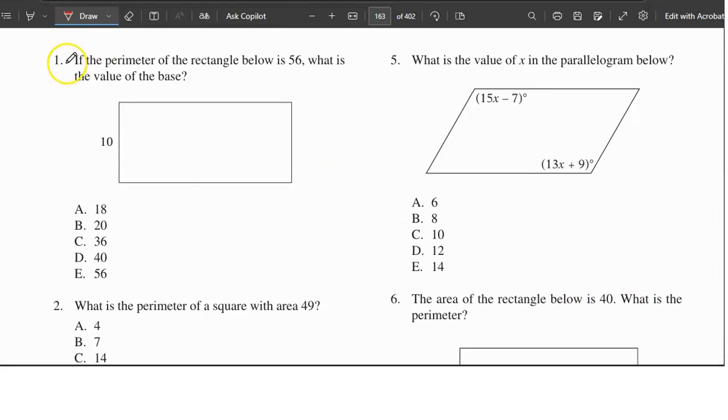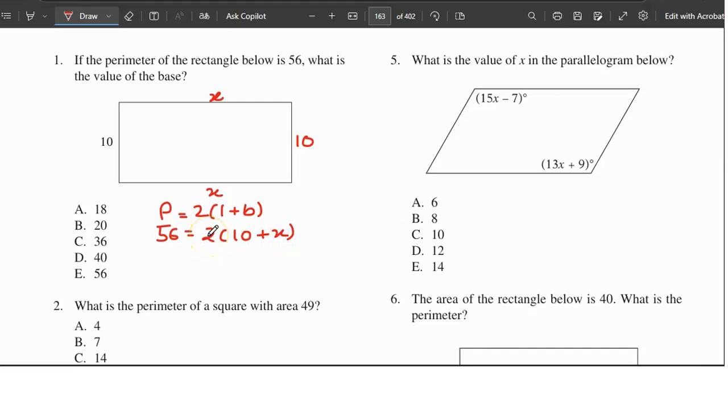In the first question, if the perimeter of the rectangle below is 56, what is the value of the base? Now it is a rectangle, so opposite sides are equal. If this is 10, this is also 10. If we take this base as x, this will also be x. Now the perimeter of a rectangle is 2 times length plus breadth. Perimeter is 56, so 56 equals 2 times length 10 plus breadth x.